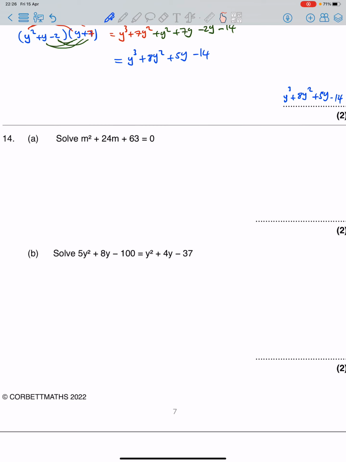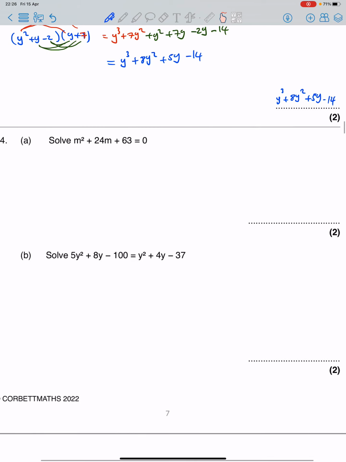So we've got m squared plus 24m plus 63 is equal to 0. We can solve this one by factorization. We need two numbers that multiply to give 63 and add to give 24, and that is going to be 21 and 3. So m plus 21, m plus 3 equals 0.